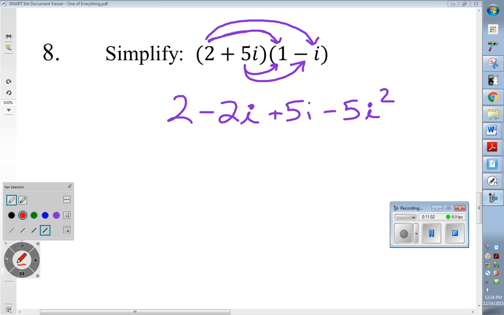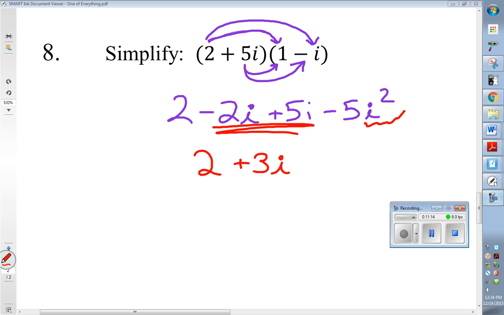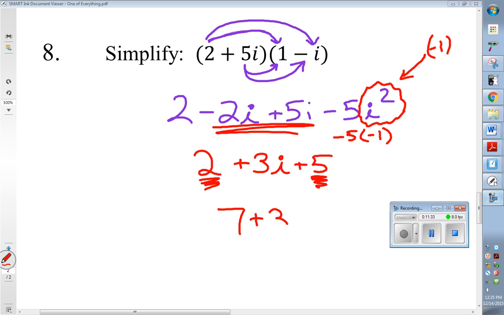Now we're simplifying. Combine those two things together, so negative 2i plus 5i would be a positive 3i. Hey, look what we got here. i squared. Anytime we see i squared, we're going to replace it with negative 1. So if it's negative 5 times negative 1, it's positive 5. Then I can finish by combining like terms. 2 plus 5 is 7 plus 3i.